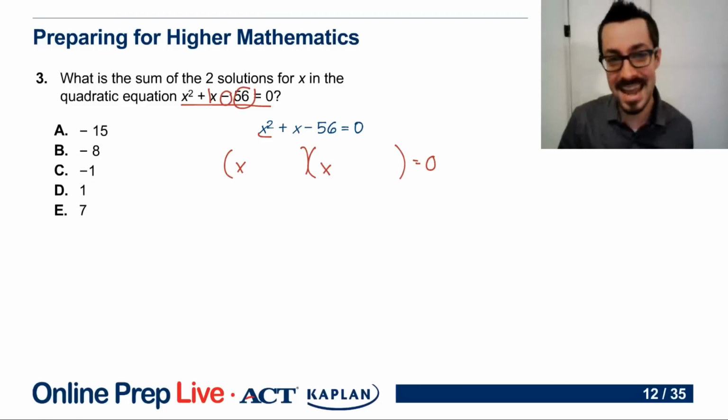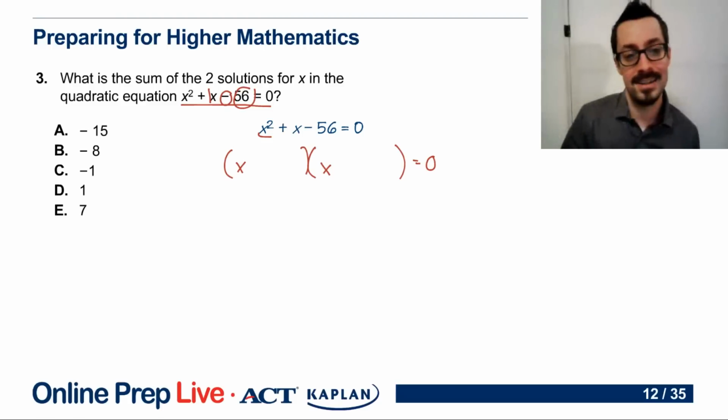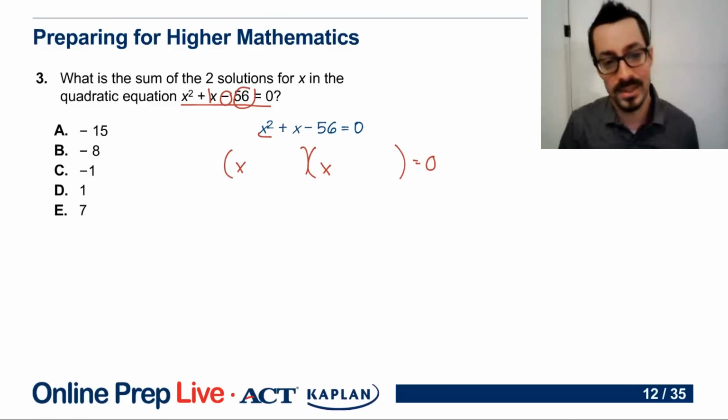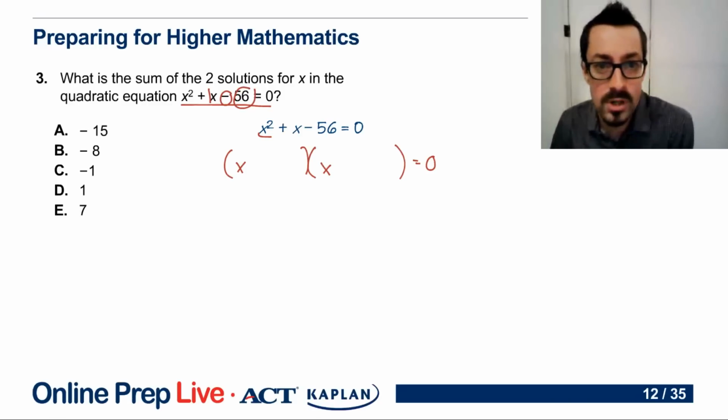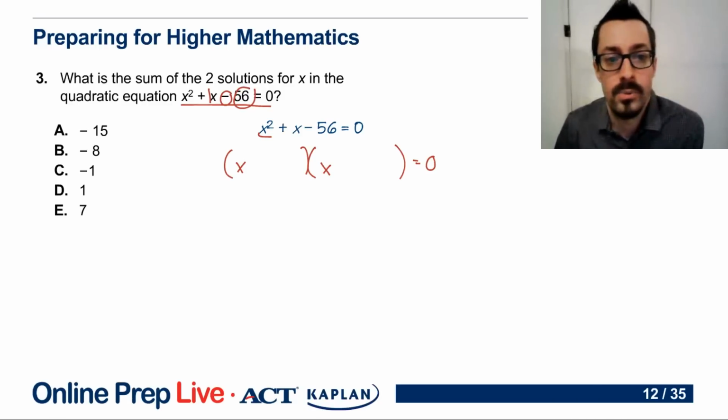Something like 28 and 2 is not going to do it. Something like 14 and 4 or something is not going to do it. So we gotta go with 7 and 8. Let's go ahead and put those in there.